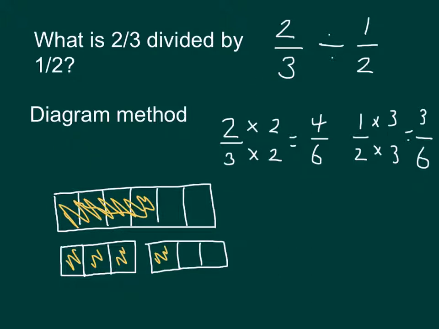So I look at that 3, and I look at that 2, and I say, I want to turn everything into 6's. So 2/3 multiplied by 2 on the top and the bottom, I get 4/6. 1/2 multiplied by 3 on the top and the bottom, I get 3/6. So here is my picture of 4/6. Look, 1, 2, 3, 4.